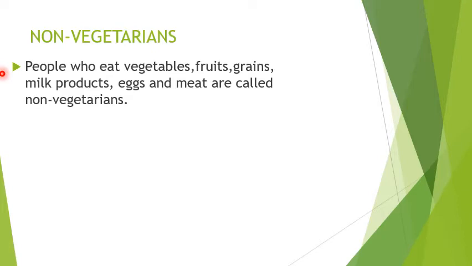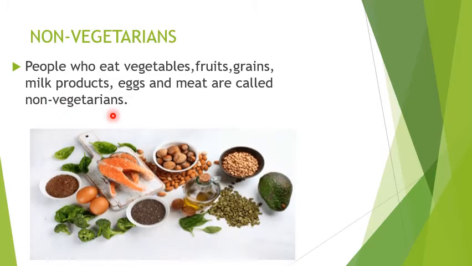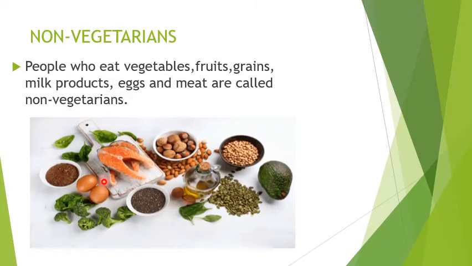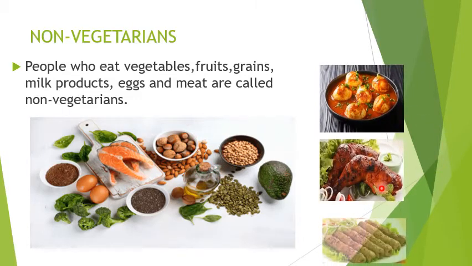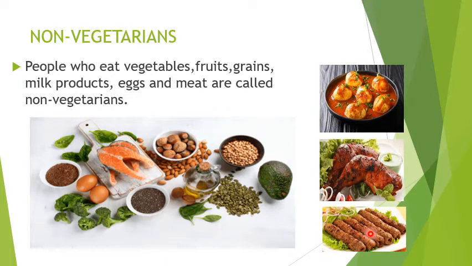Now, opposite to vegetarians are non-vegetarians. People who eat vegetables, fruits, grains, milk products, eggs and meat are called non-vegetarians. So these people eat everything. They eat all the fruits, vegetables, they eat eggs, they eat chicken, they eat meat, everything they eat. So they are called non-vegetarians.